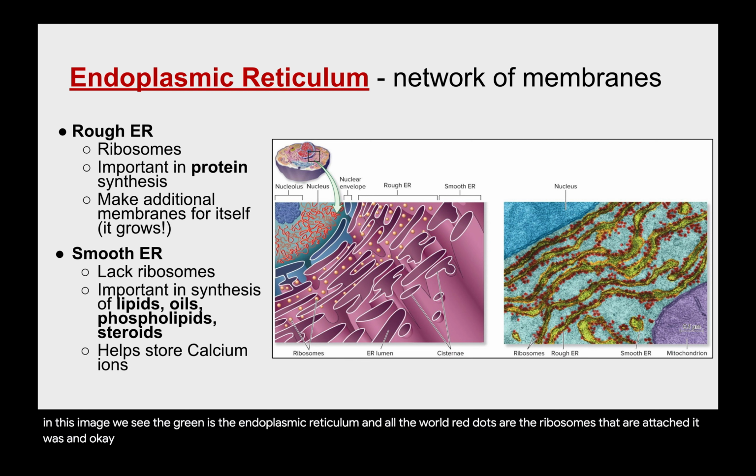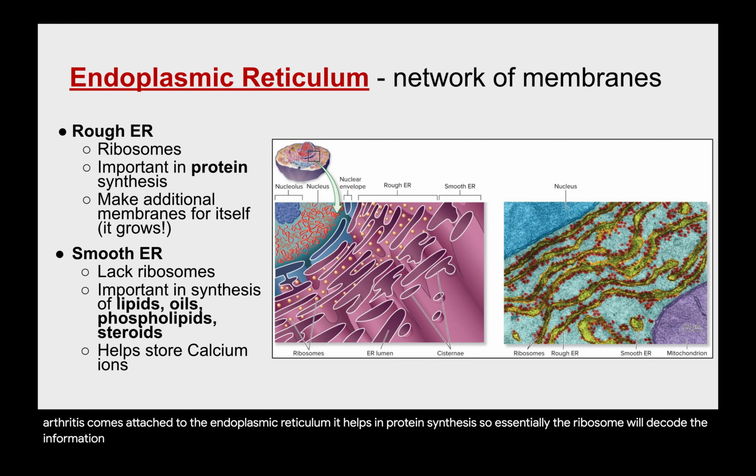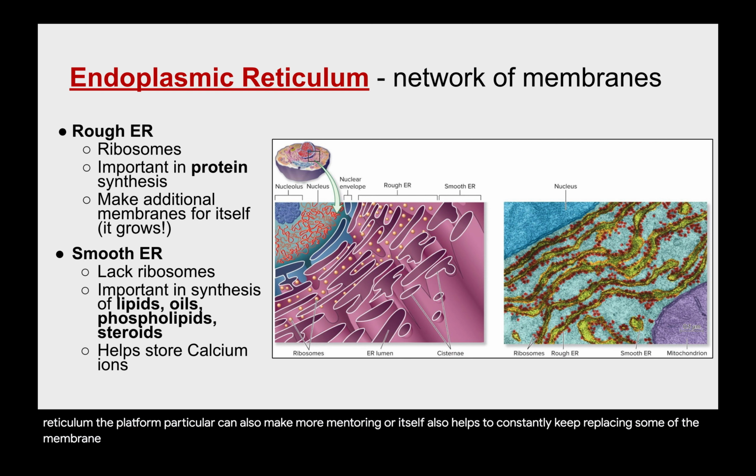This endoplasmic reticulum is a network of membranes, and it does a few different things. When we have our ribosomes attached to the endoplasmic reticulum, it helps in protein synthesis. Essentially, the ribosomes will decode the information, the proteins will start getting made, and as they're being made, they're deposited inside that endoplasmic reticulum. The endoplasmic reticulum can also make more membrane for itself, so it also helps to constantly keep replacing some of the membranes here.